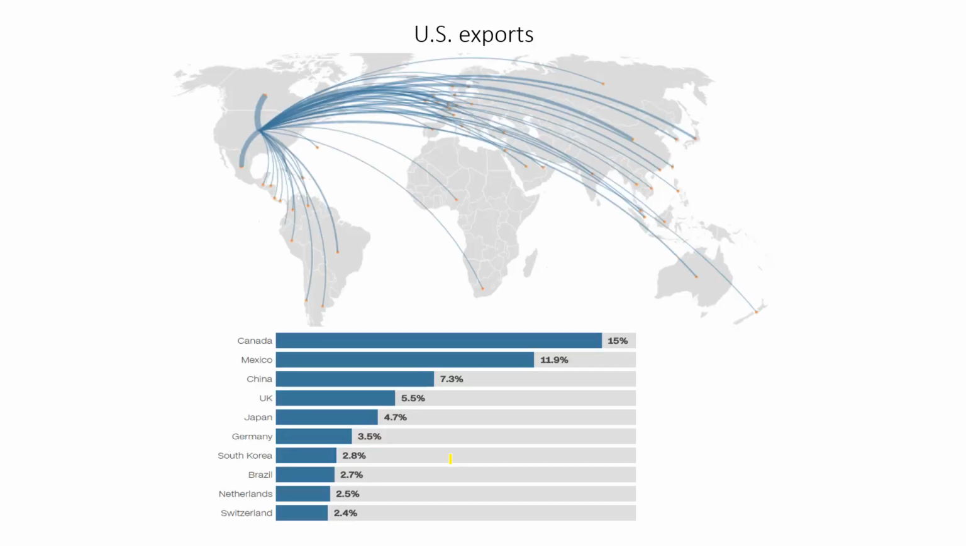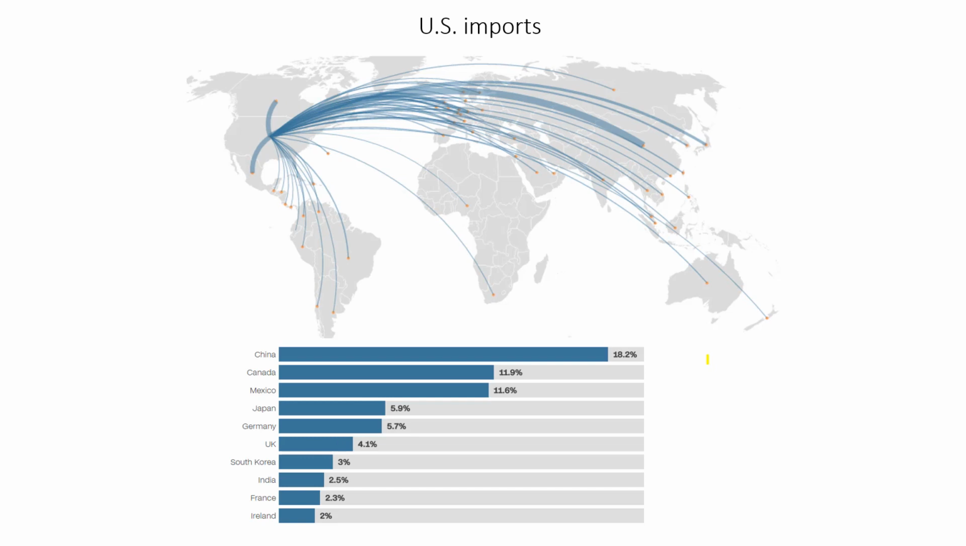Here's where the majority of U.S. exports go out there in the world. Canada and Mexico are the 2 biggest recipients of U.S. exports. Here's where the biggest chunk of U.S. imports come from. China, as I've already mentioned, is the biggest supplier of U.S. imports. Canada and Mexico are at the top there as well.